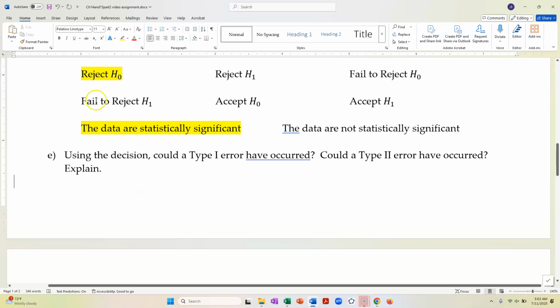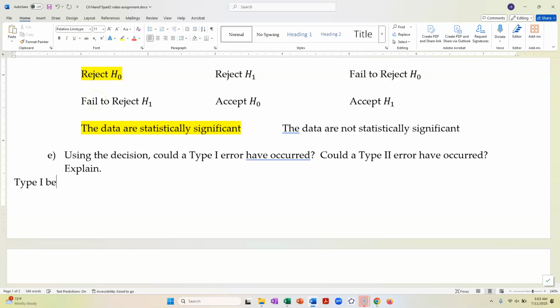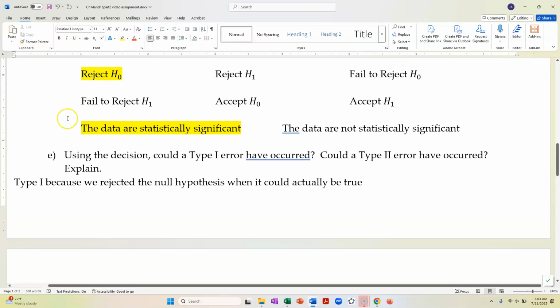So if we reject the null, type 1 error, okay? Type 1 because we rejected the null hypothesis when it could actually be true. Now, we don't know if there's actually an error occurring, but we're just saying, hey, in making this decision, this could be the case. And we always want to acknowledge that. Okay, so there we go.